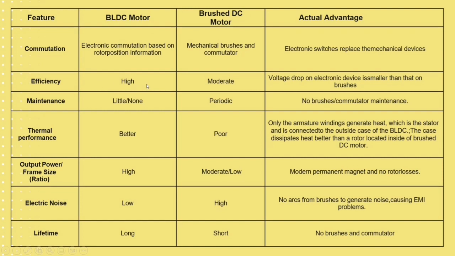The efficiency is very high in BLDC motors, and in brushed DC motors it can be moderate. Maintenance is little because there are no brushes, so there is no thermal effect and no spark. We can talk about that later. Just a little reminder, a spark can be generated in the motor because of the brush. So there's no brush, there's no spark. Maintenance is very low in BLDC motors.